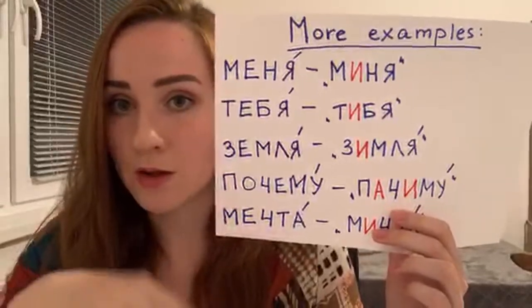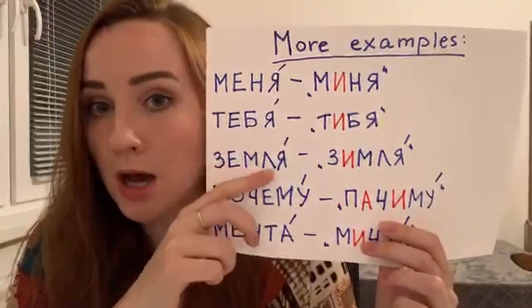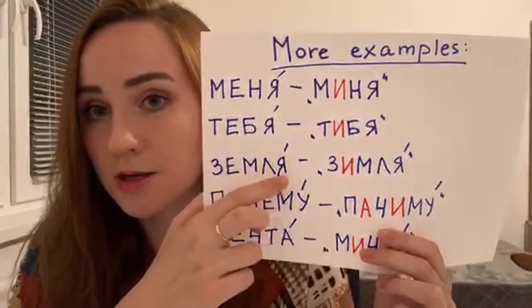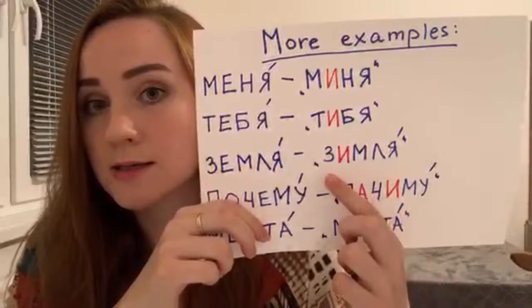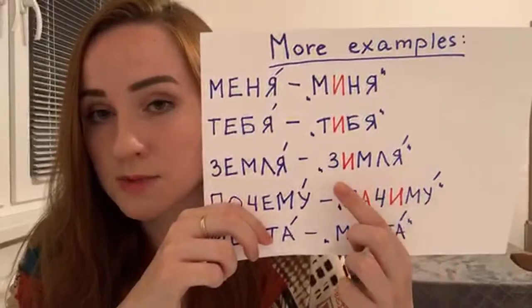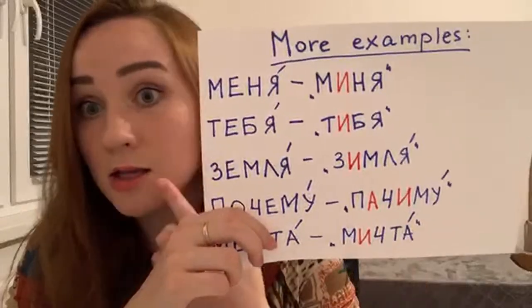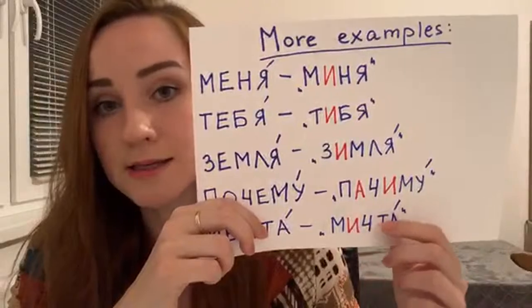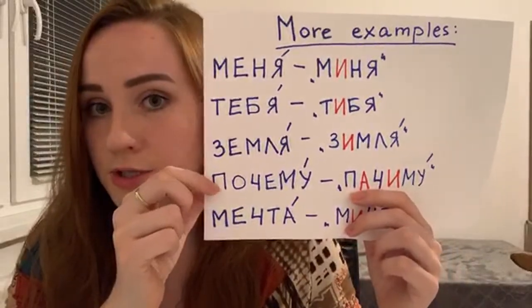Okay, the word earth or the ground. In Russian, we have the same word земля. Again, ya is stressed here, so ye turns to e. Земля, земля, it's not ye, земля, земля. This is a huge deal here.